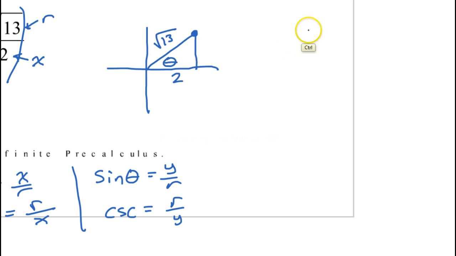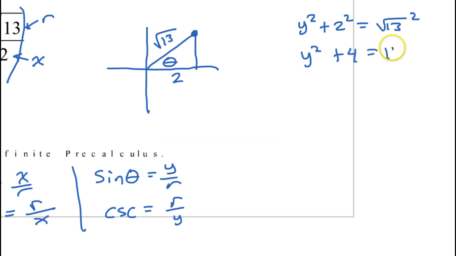So if this is y, then I've got y squared plus 2 squared is equal to radical 13 squared. So that's y squared plus 4 is equal to 13. If I subtract 4 from both sides, that gives me y squared is equal to 9. If I take the square root of both sides, I get y is equal to 3. So the y value is going to be 3.